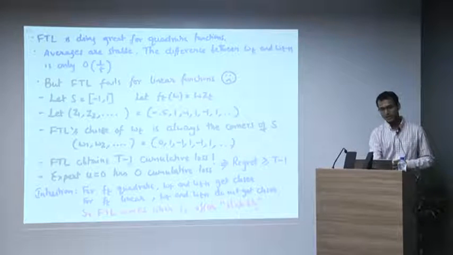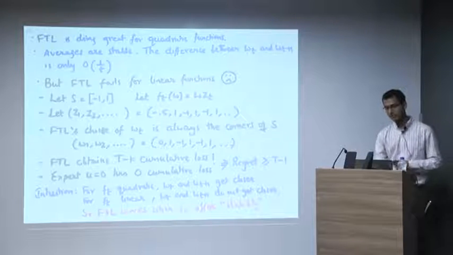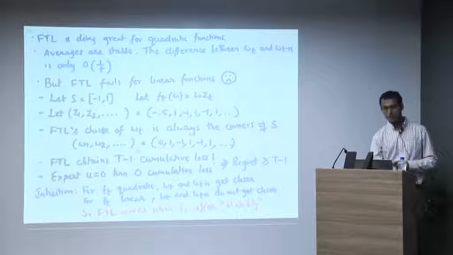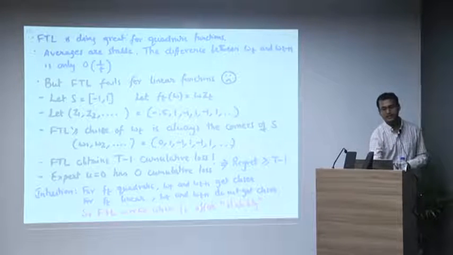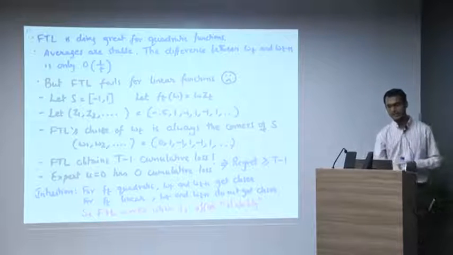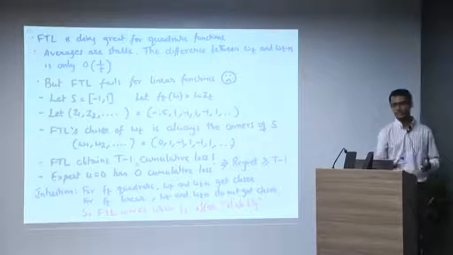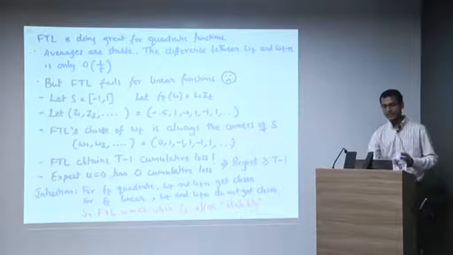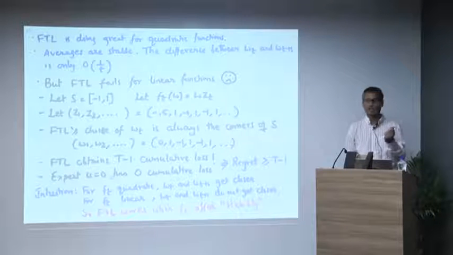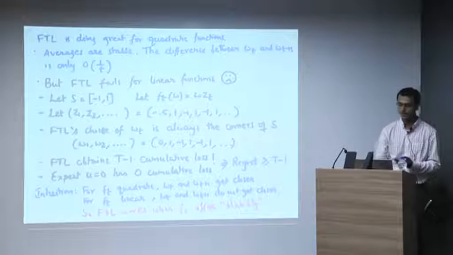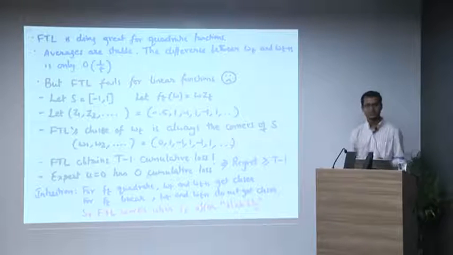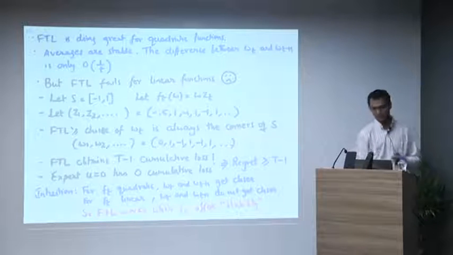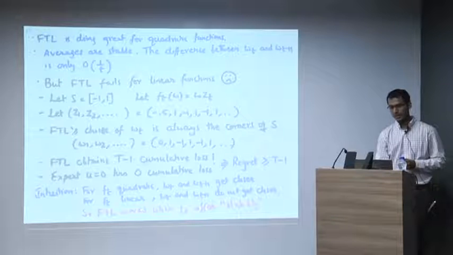Which means that FTL is obtaining a cumulative loss of t minus 1. So only in the first round it does fine, and in all other rounds it's suffering a loss. And if you pick any other fixed expert, let's say u equal to 0, it has 0 cumulative loss. That's because everything else after the first round is getting cancelled, right? Plus 1, minus 1. So you can see that the regret is lower bounded by t minus 1.